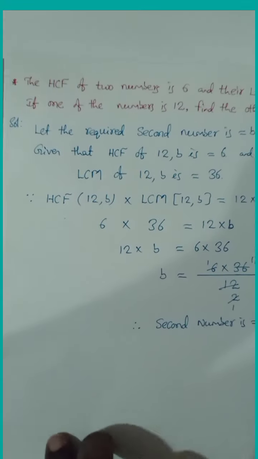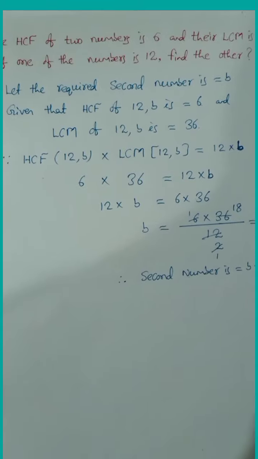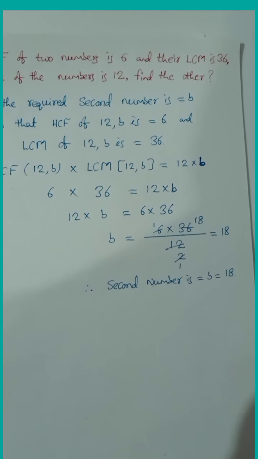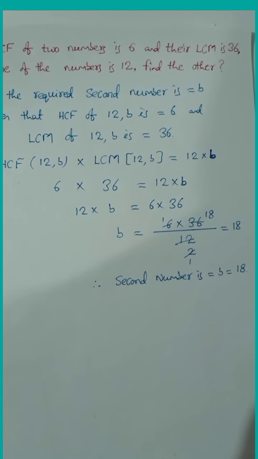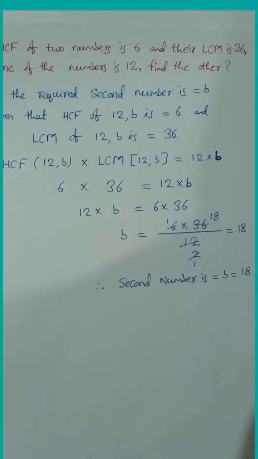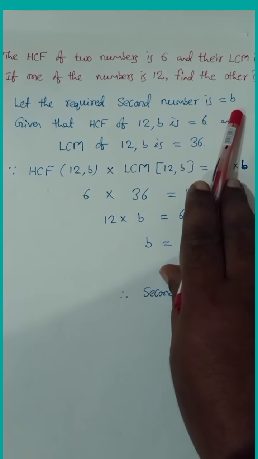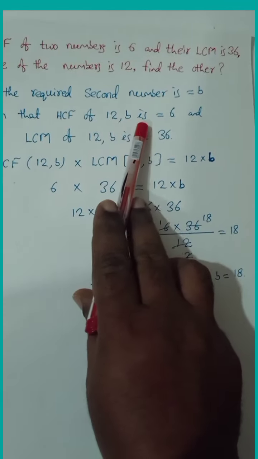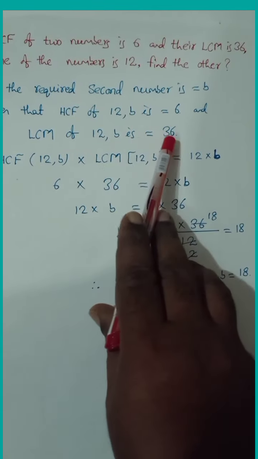Next example. The HCF of two numbers is 6 and their LCM is 36. If one of the numbers is 12, then find the other number. So first we write: let the required second number be b. Now given that HCF of 12, b is 6 and also LCM of 12, b is 36.